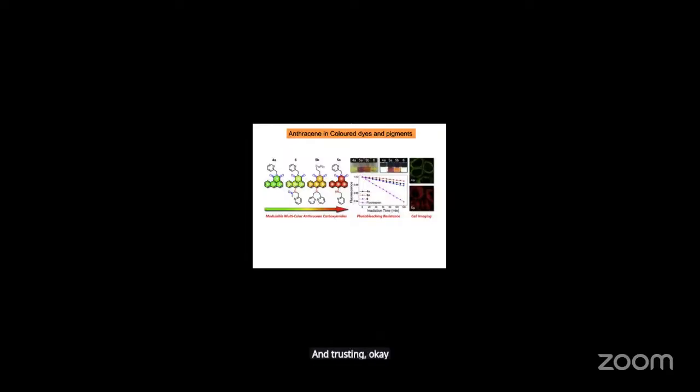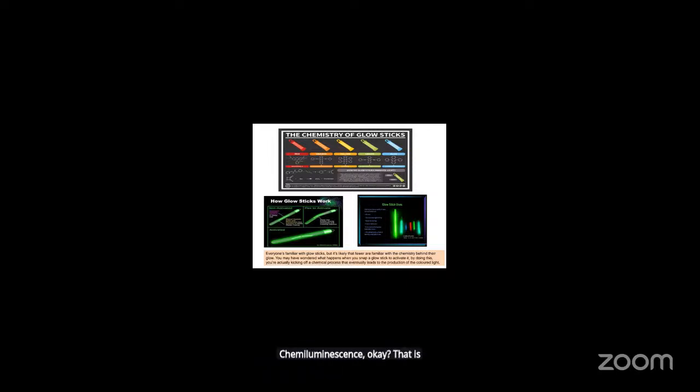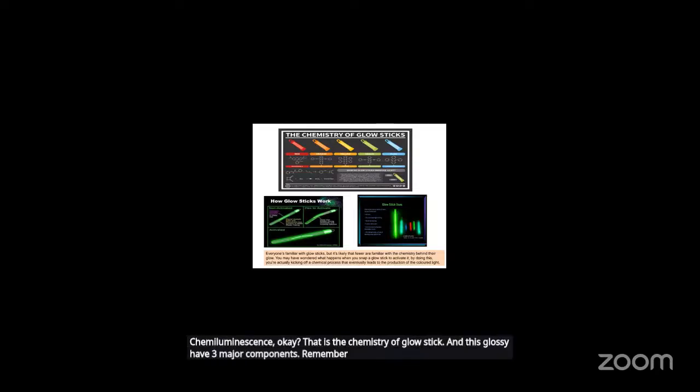Now, what happens in glow stick? Most of these things are not in the slide, but I want you to understand that, number one, the chemistry of glow stick is called chemiluminescence. And this glow stick has 3 major components. When you mix them together, they produce light, and that light is always colored.